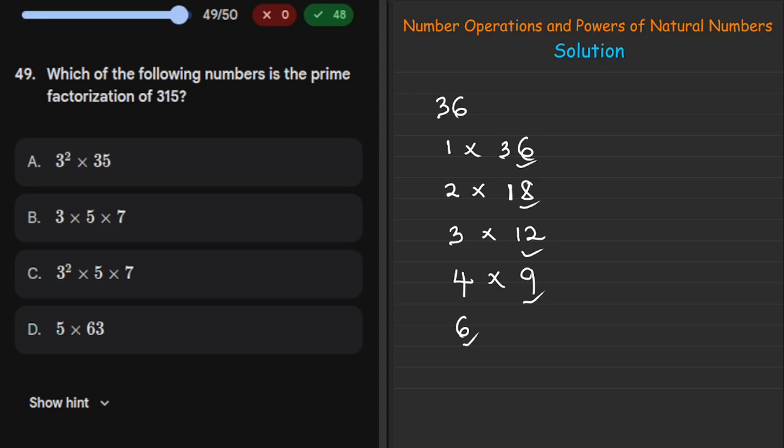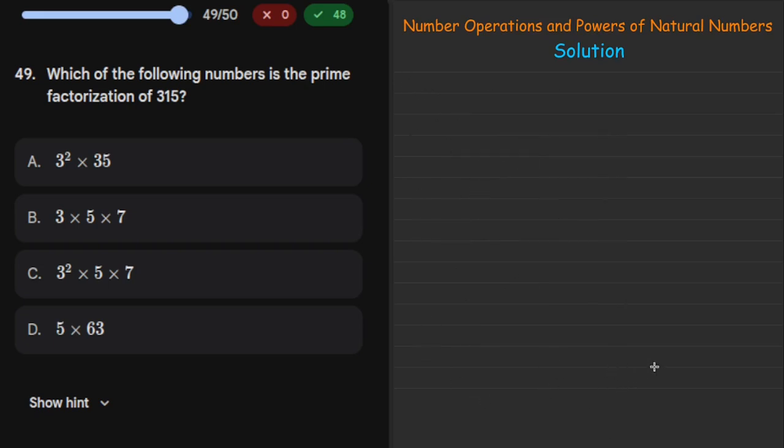Question number 49. It says, which of the following numbers is the prime factorization of 315? So we just express 315 as a product of prime factors, which we've done so many times, and I do hope you're able to get the answer. For 315, we know it ends in 5, so we can easily start with 5. So 5 divides 315 63 times. Then for 63, we can also easily work with 3. 3 times 21 gives us 63.